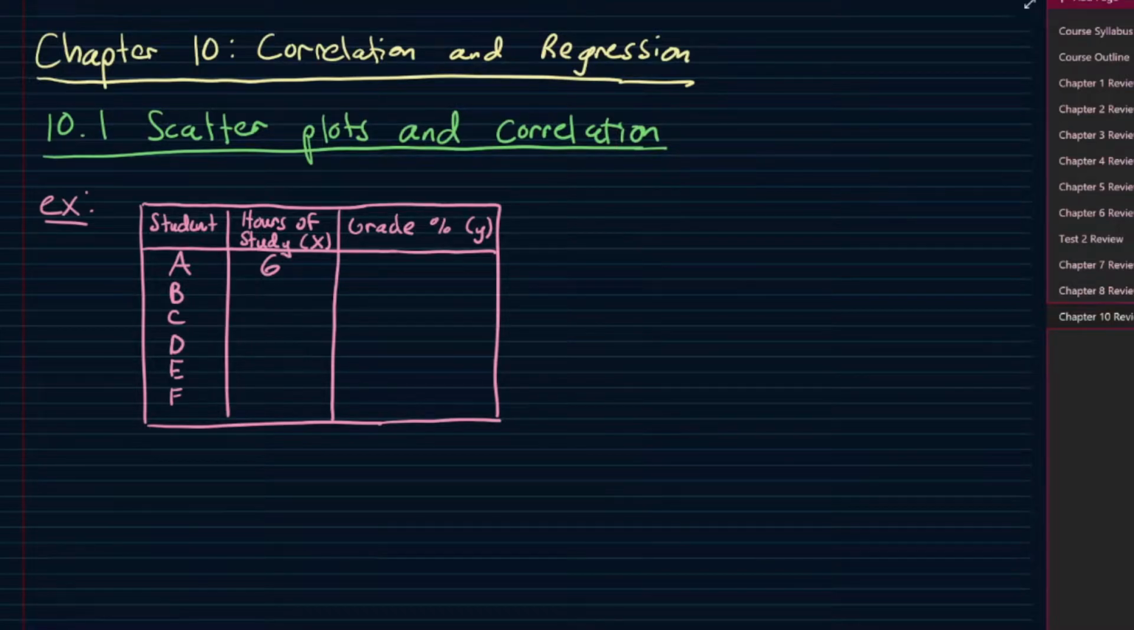And so the data we've got here, this student had 6 hours of study. This one had 2. This one has 1. This one has 5, 2, and 3. And this person's grade was 82. This one is 63. This one's 57, 88, 68, and 75.